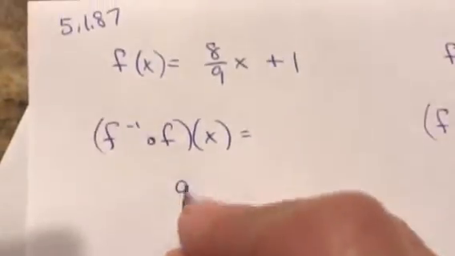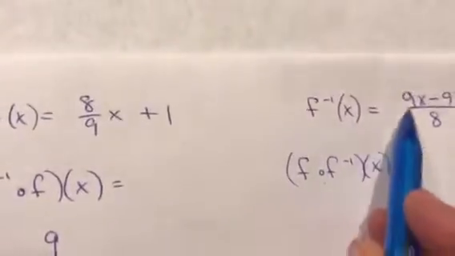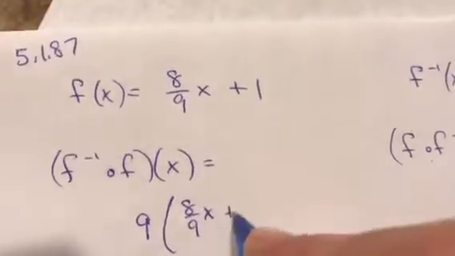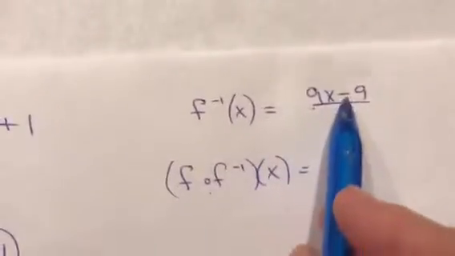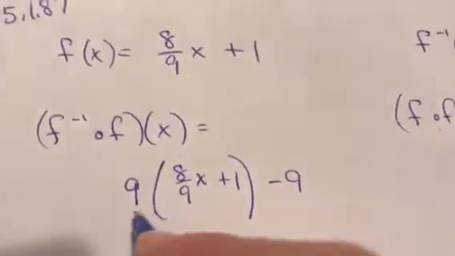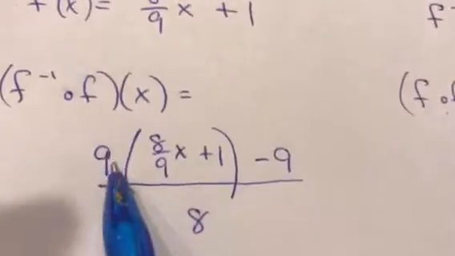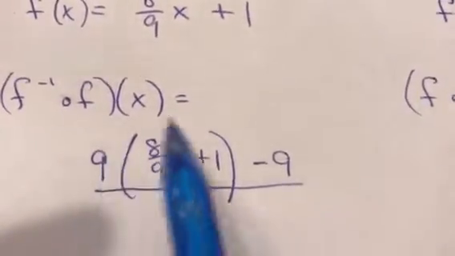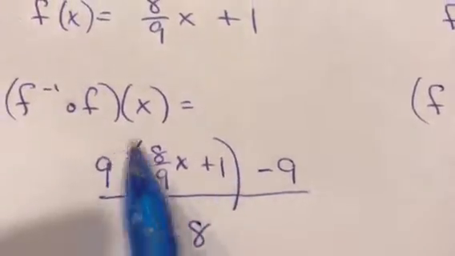So I'm going to do 9, and I'll just do it right here. But instead of the boring x, I'm going to do 8/9 x plus 1. Notice that it says minus 9 all over 8. So I'm going to do minus 9 all over 8. Okay. Now, before you do anything, especially on your test, because you want to make sure you show your work, make sure you simplify the numerator first. So distribute your 9 in.